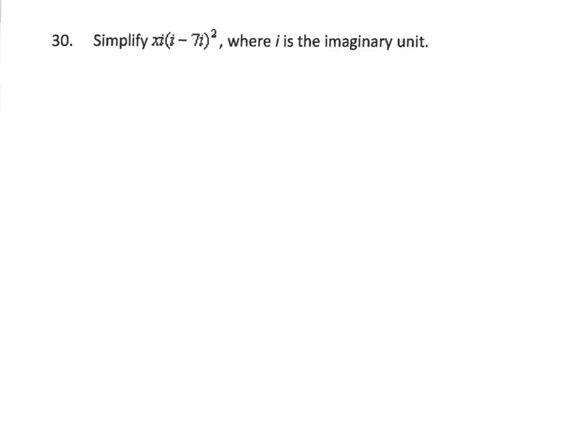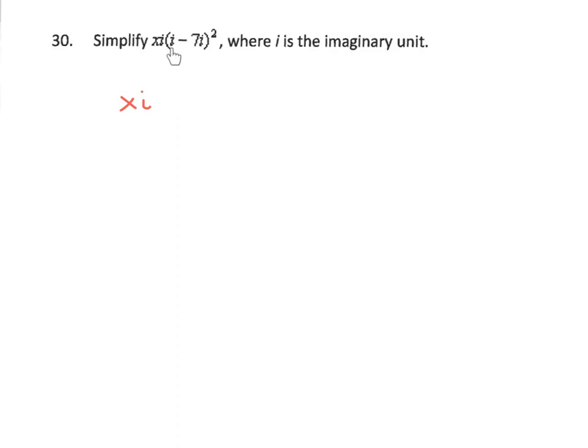Okay, number 30, they want us to just simplify this expression. Now, I have a feeling what a lot of people are going to do is bring down the xi, and because this is squared, I have a feeling a lot of people are going to want to jump right in and write it out twice and double distribute, which you totally can do, because that's normally what we do when something is squared.